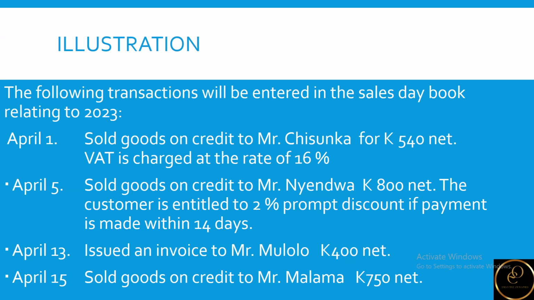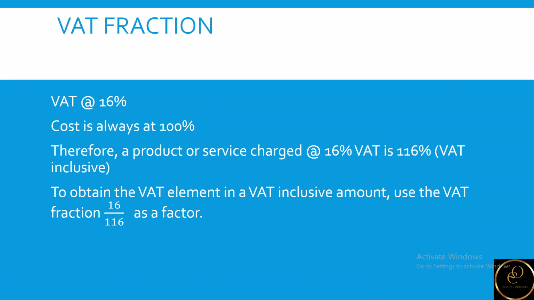April 13, issued an invoice to Mr. Mulolo, 400 kwacha net. Then April 15, sold goods on credit to Mr. Malama, 750 kwacha net. So with these few transactions, I want to show you and illustrate how you capture this particular information from the source documents, the invoices, onto the books of original entry.